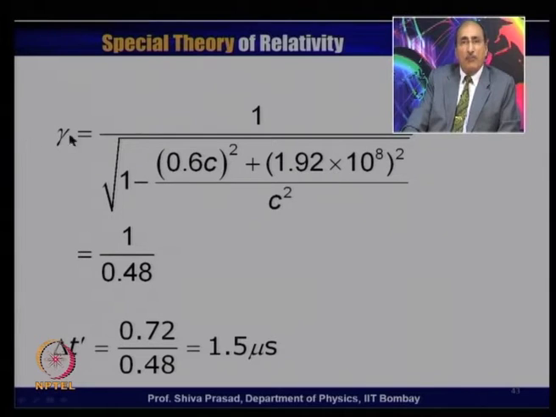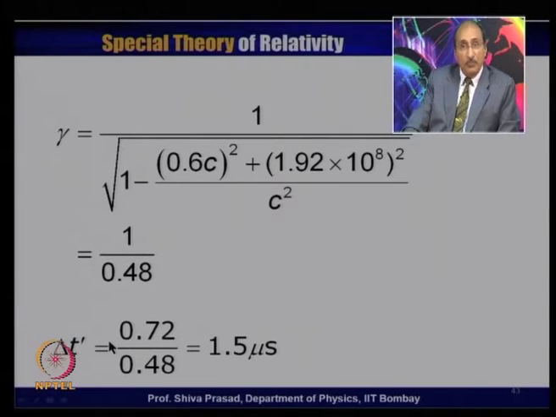So, for this value of gamma, we will have 1 divided by under root 1 minus the relative speed between S prime and S double prime, which has two components, which I am writing here, 0.6 c square plus 1.92 into 10 power 8 square, divided by c square. If you calculate this number, you get gamma is equal to 1 divided by 0.48.